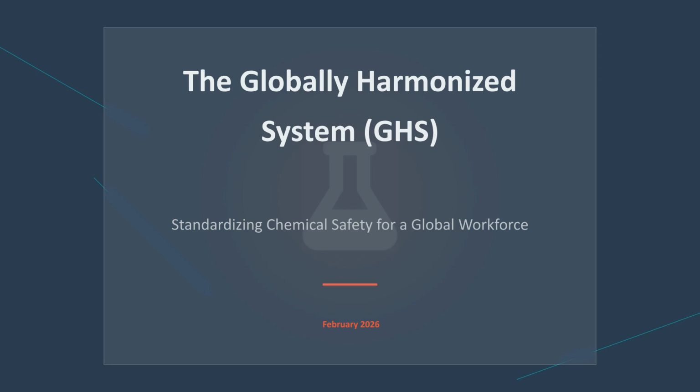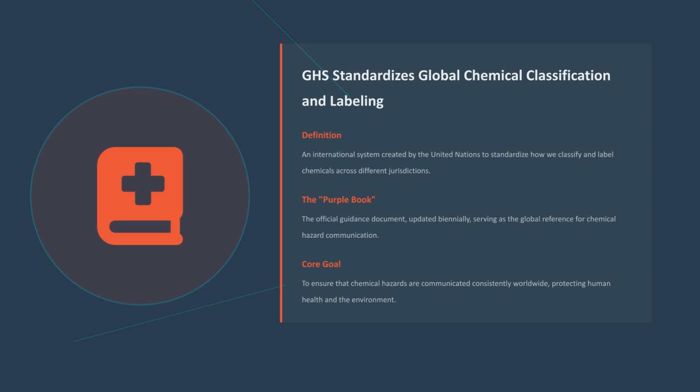Welcome to this video on the Globally Harmonized System, or GHS, which is standardizing chemical safety for a global workforce. The GHS is an international system created by the United Nations to standardize chemical classification and labeling across all jurisdictions. Its core goal is to ensure hazard communication is consistent worldwide, protecting health and the environment.